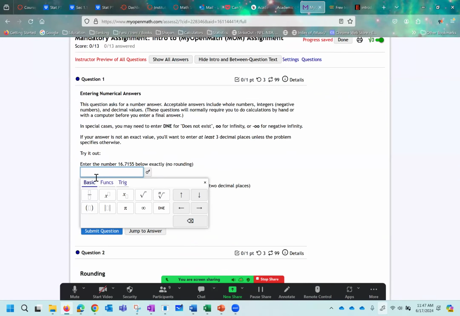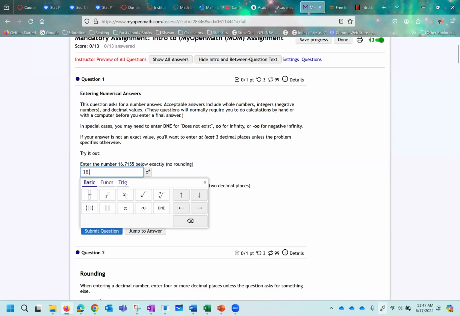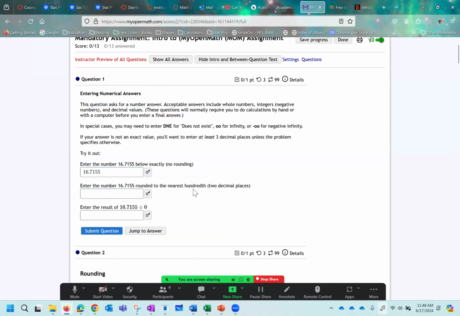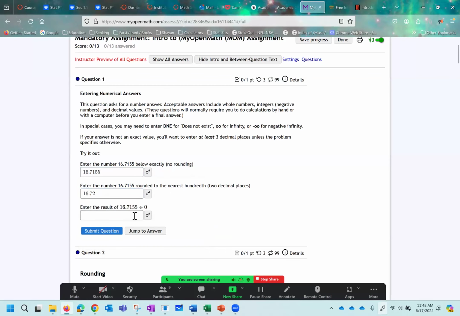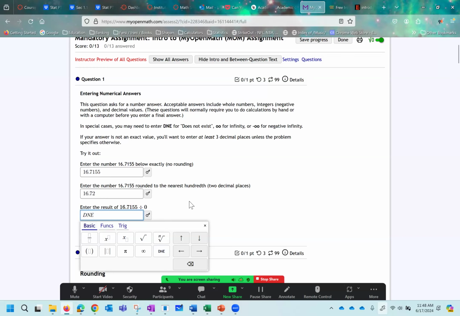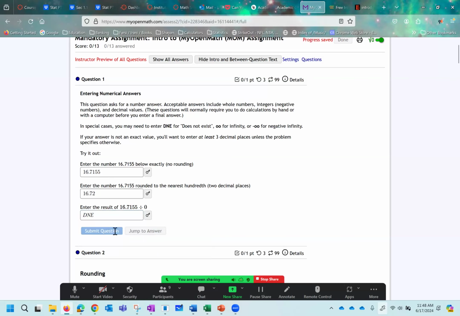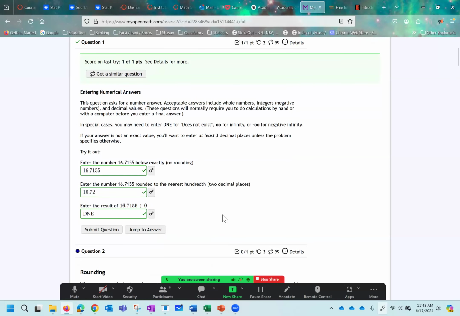So 16 points. So if you need to use any of those, 7, 1, 5, 5. Then it says rounded to the nearest hundreds. Nearest hundreds is 1 here, so 16.7. Now 1, because next to it is 5, it goes up to 2. Remember, 5 or larger. Division by 0, we can divide by 0. So normally we say undefined. Since they don't have it, you write just the way they want it. D and E does not exist. And if you submit the question, notice it check marks, says all of them is right, and it gives you the point.